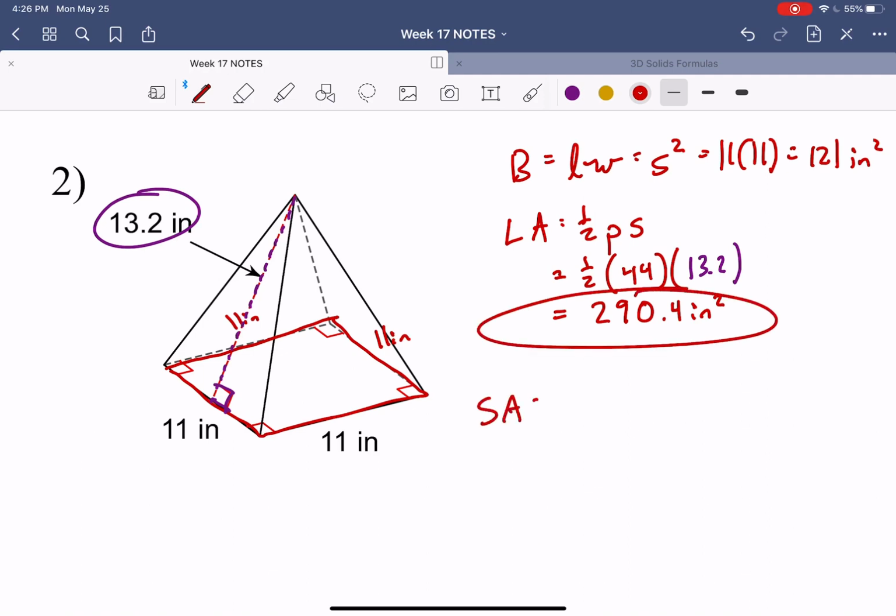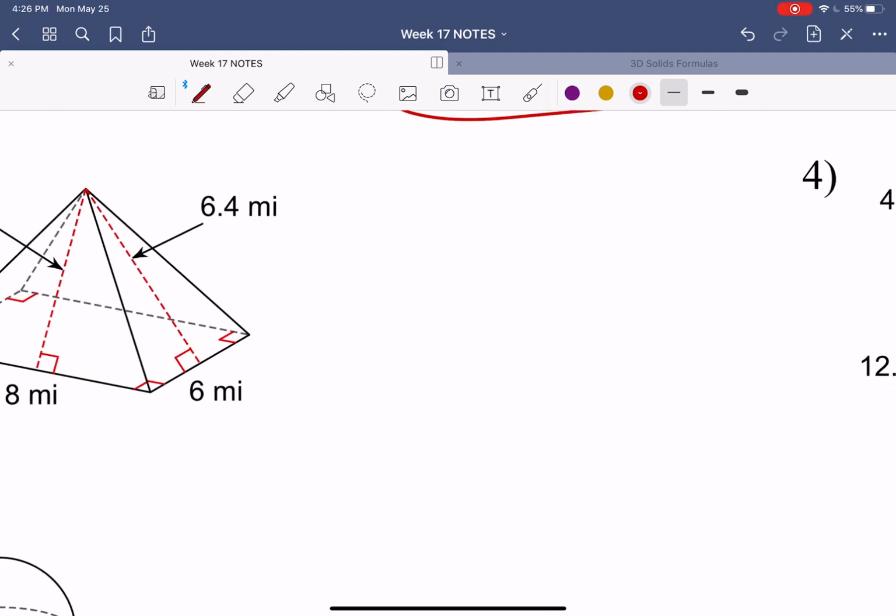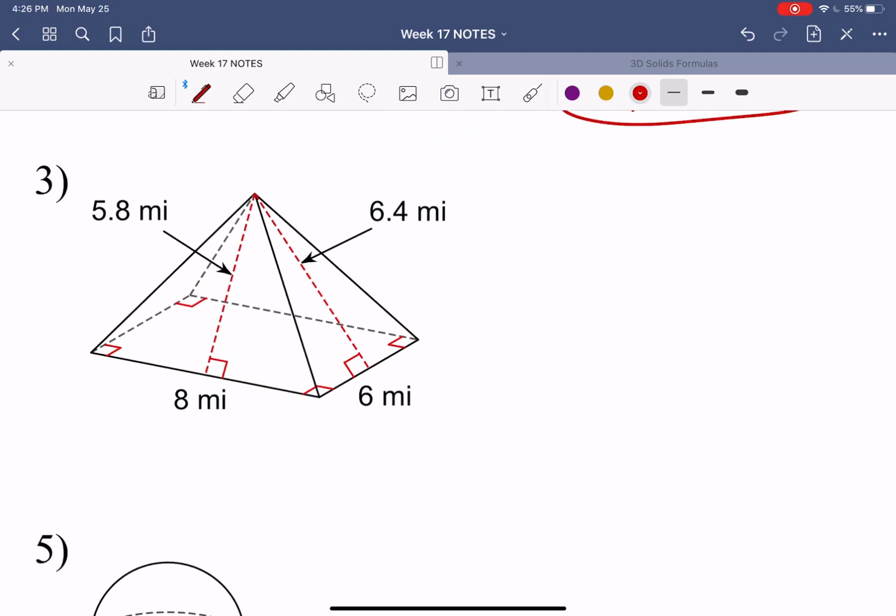Our last step is to find the surface area, which is lateral area, so those 4 triangle faces, plus the base. So we do 290.4 plus 121, and that will be 411.4 square inches.